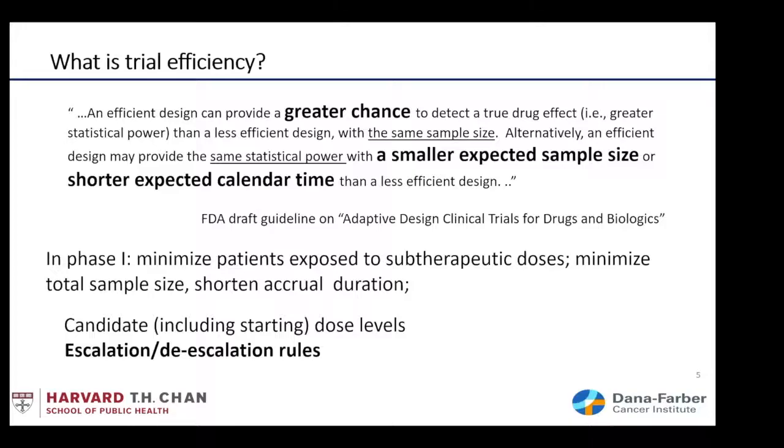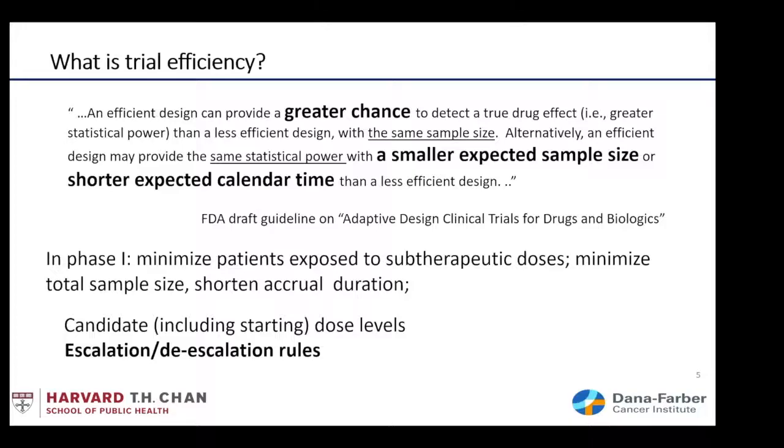Alternatively, an efficient design may provide the same statistical power, but with a smaller expected sample size or shorter expected calendar time than a less efficient design. So now we get an idea of what efficient means. If you use the same sample size, an efficient design should have greater power. If you fix the power of the trial, then you will need a smaller sample size. Those are the meaning of efficiency.